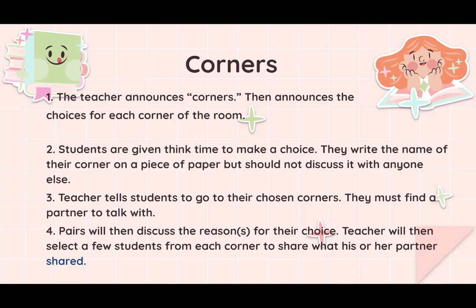When they arrive at their corner, they pick a partner to speak with. They discuss the reason or reasons for their choice. Teacher will then select a few students from each corner to share what his or her partner has shared. So not only are they actively participating, they're actively engaged, but they're also being active listeners because I have to now tell the teacher what my partner told me.